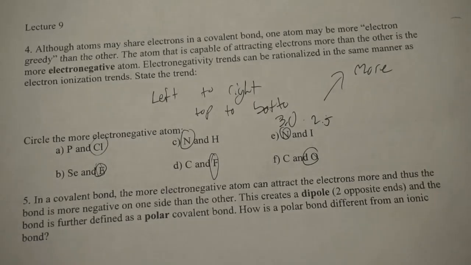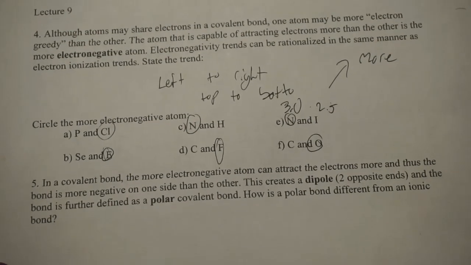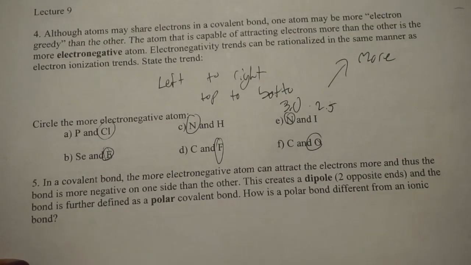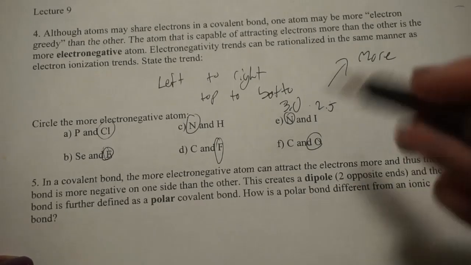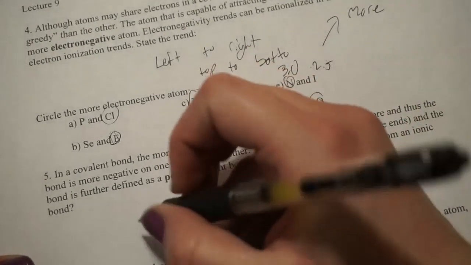In a covalent bond, the more electronegative atom can attract the electrons more, and thus the bond is more negative on one side than the other. This creates a dipole, two opposite ends, and the bond is further defined as a polar covalent bond. How is a polar bond different from an ionic bond? In ionic bonds, electrons are completely given and received, so you have a positive and negative.